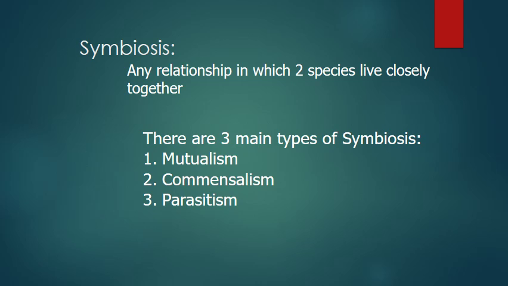Now, the next categories will fall under the general umbrella of symbiosis. People will usually say the word symbiosis when they're talking about the first case, mutualism, but there are two other types of symbiosis that we have to make sure we're clear on. Symbiosis in general just means any relationship in which two species live closely together. And there are three main types of symbiosis.